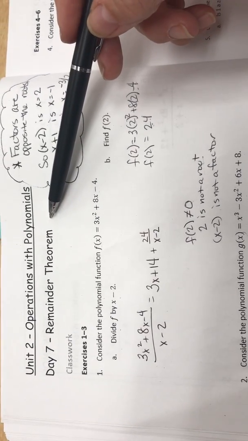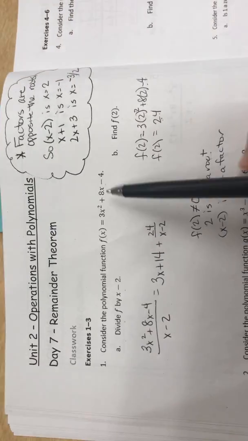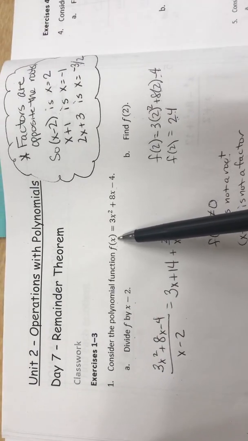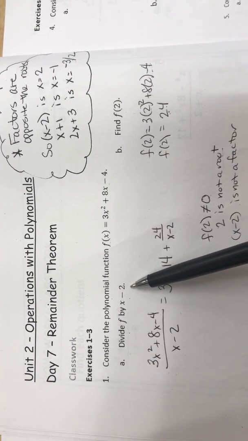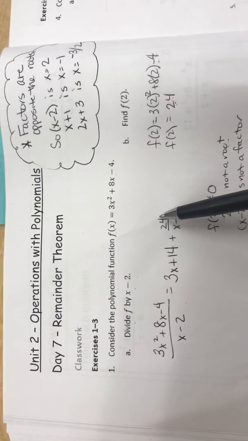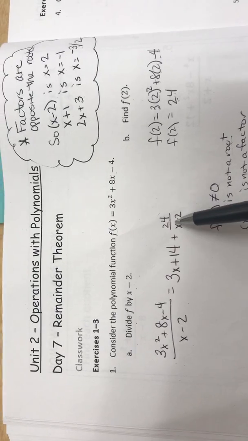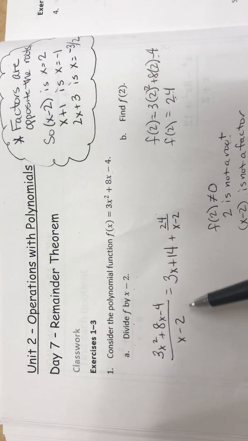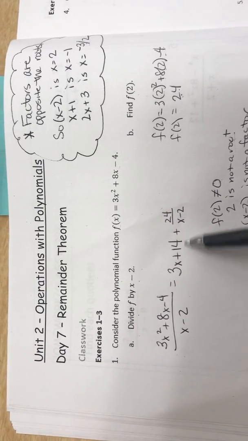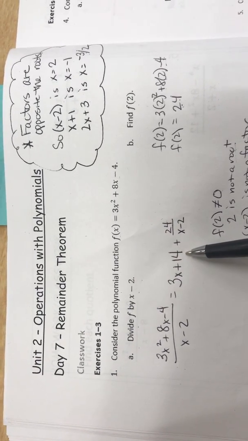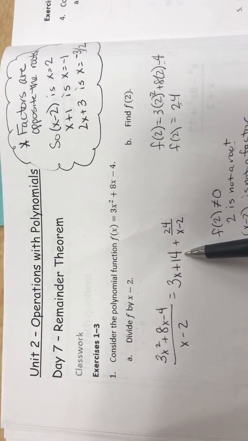So the remainder theorem is if I ask you to take a function and divide it by something, okay? If there is a remainder, we put that remainder over that divisor. Okay, this was everything we did in yesterday's lesson. I then showed you a remainder theorem check.